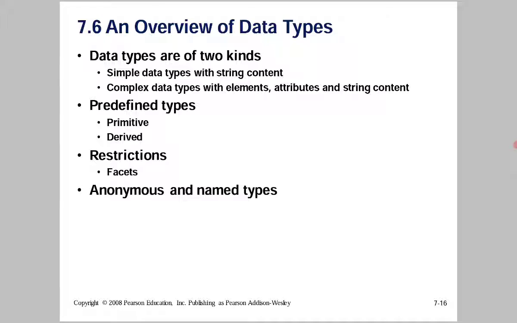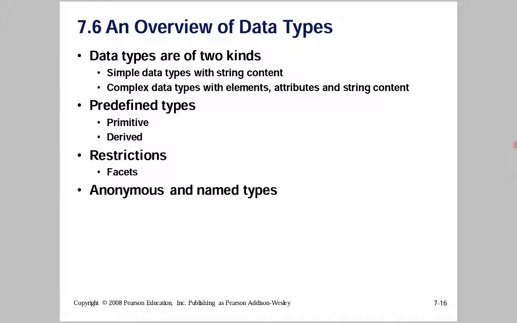Basically it may be done in two ways. First, by using a single variable, where some string content is generally used inside it. Second is writing complex data types, used with elements, attributes and string content. Elements here means some properties, attributes and string content.